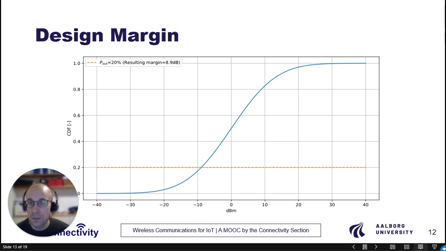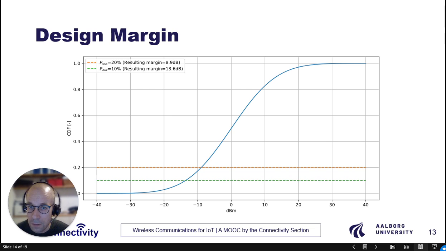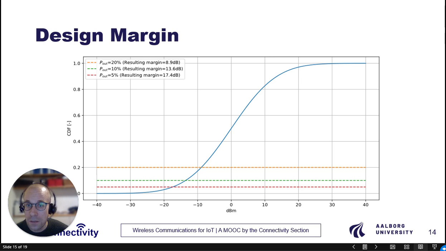If this is too much, we can design for a 10% outage probability. And as you can see, we would then need a larger design margin. We need more of the link budget to absorb this variation. And if 10% is still too much, well, then we can take out even more of the link budget to allocate for the variation.